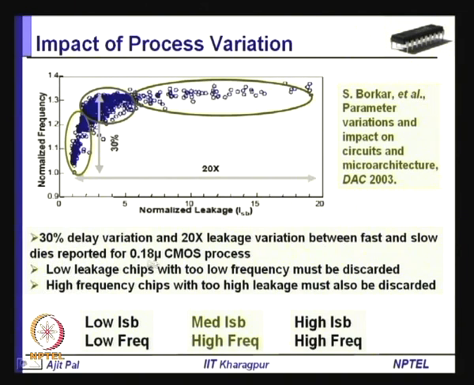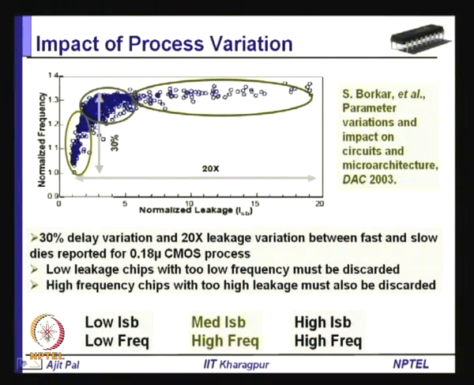That has been reported in a 0.18 micron CMOS process. So, you can imagine that was the result actually obtained from 0.18 micron technology. As the device size is shrinking, that variation is increasing. So, in present day technology, which is realized by using 45 nanometer or 33 nanometer technology, the variation will be more.